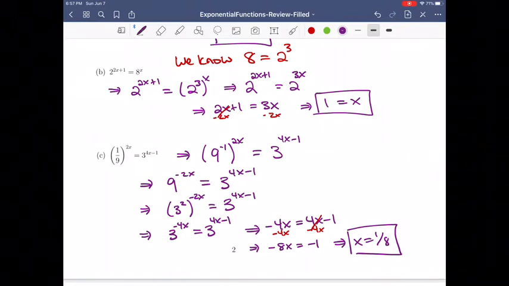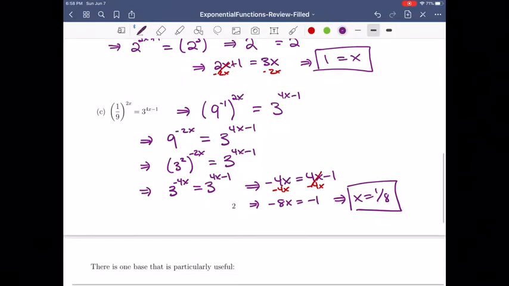So far, the only way we know how to solve these exponential equations is to be able to write them in the same base. If we cannot write them in the same base, then we need another technique, but that's going to come later after we talk about logarithms. So we're actually going to need a logarithmic function to solve those.